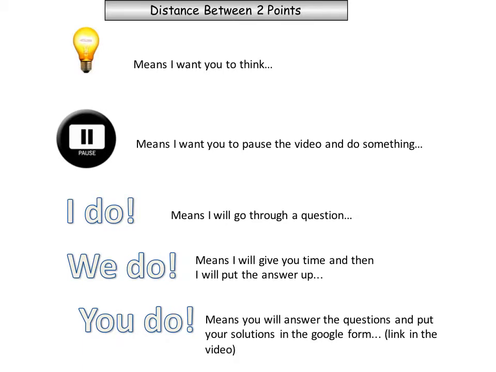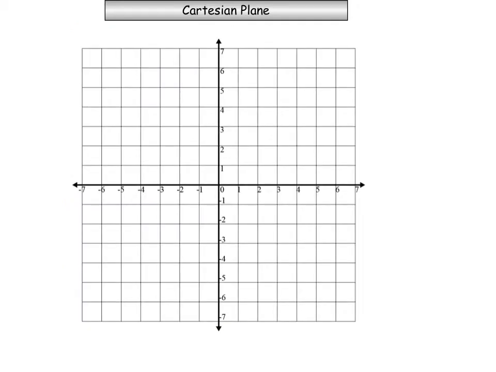This video will be on the distance between 2 points in coordinate geometry. To get started we need to be familiar with the Cartesian plane, and first of all we need to start off by looking at the x-axis. The x-axis is the horizontal axis, and we also have the y-axis, which is vertical.